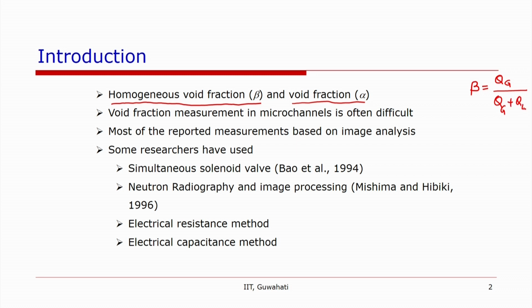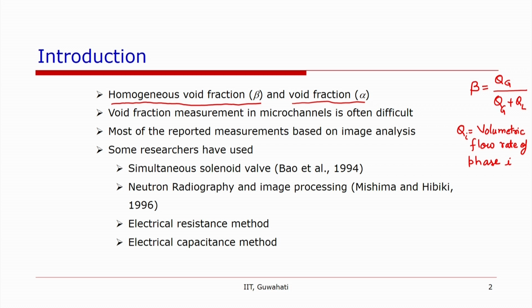where Q is the volumetric flow rate of phase i. Now, beta is defined as Qg over Qg plus Ql. So, if we know the flow rates of the two phases, then we know what beta is.